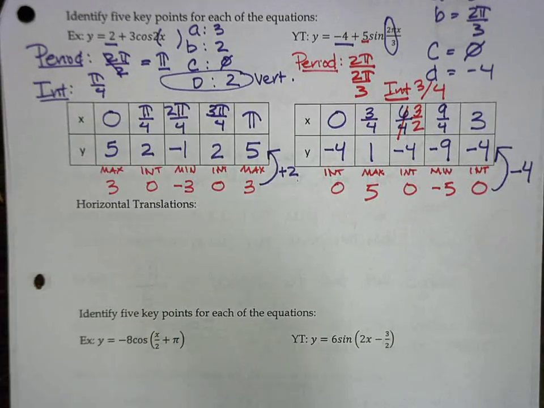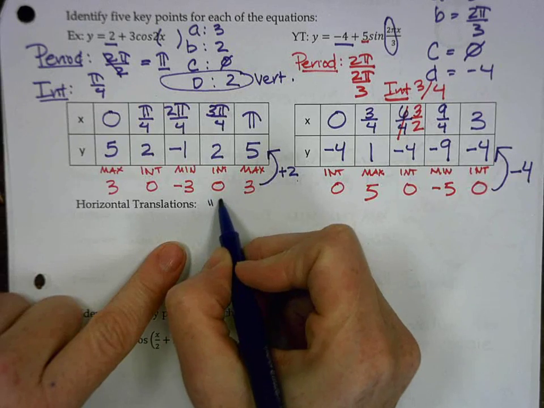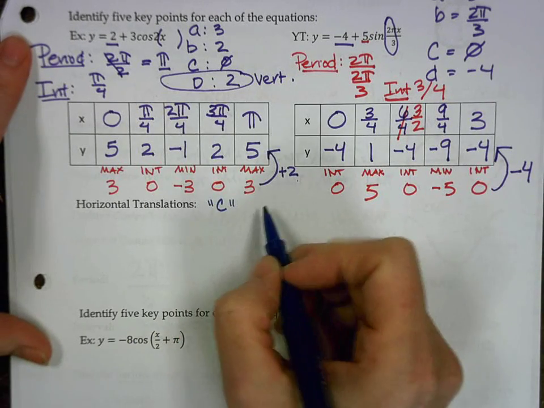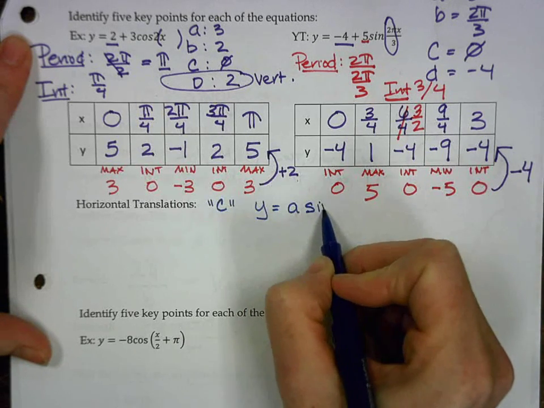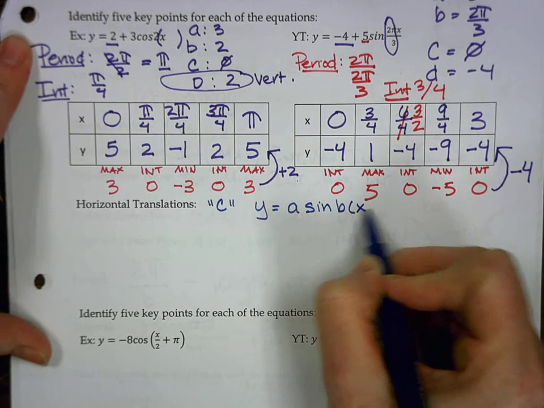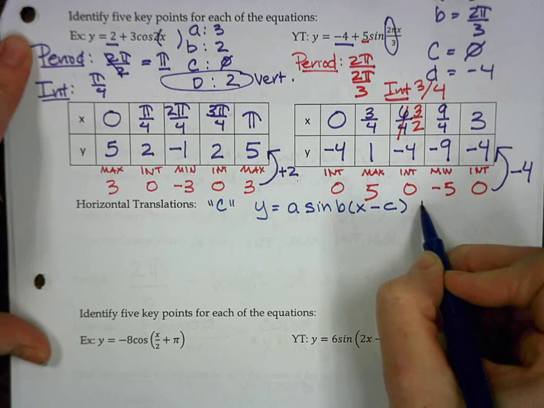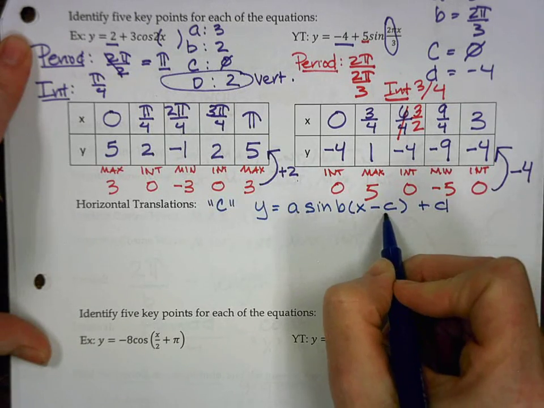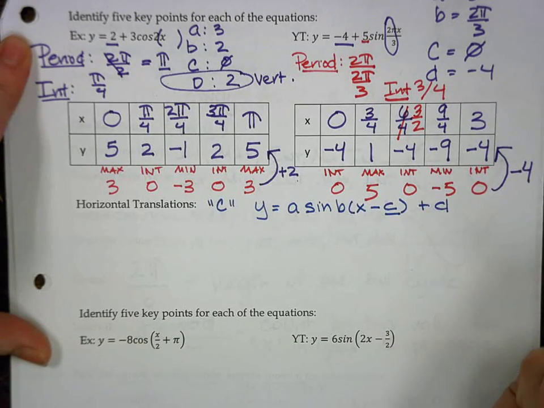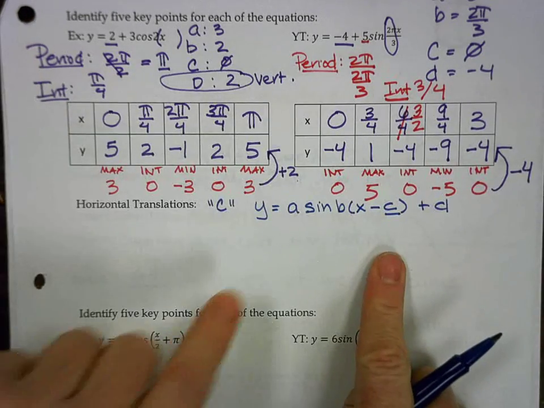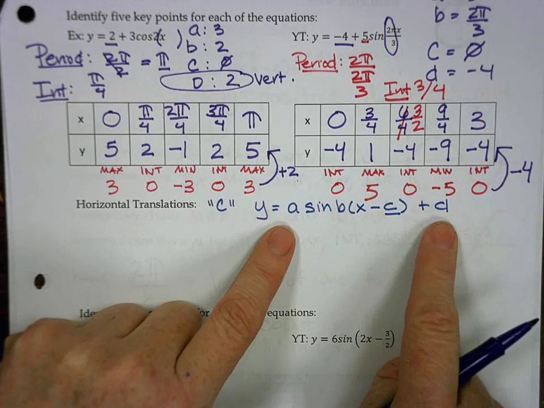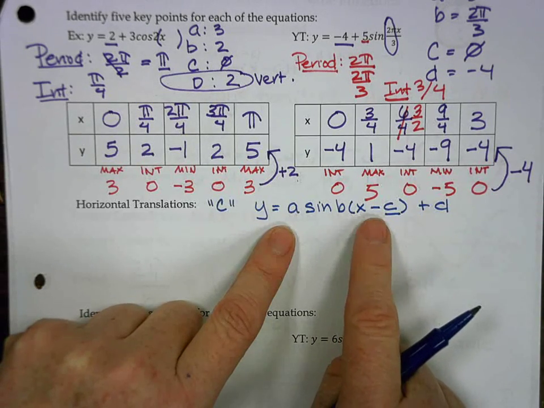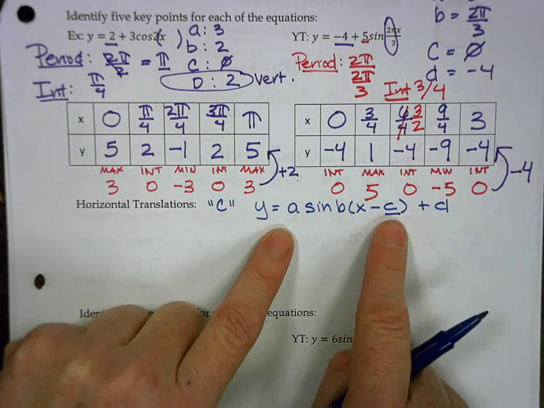Okay, this is controlled by the letter C in the equation: y equals A sine B times (x minus C) plus D. So our horizontal translation is all about C. And it's just like any other function with A, H, and K, but now it's A, C, and D. We have x minus the C value.